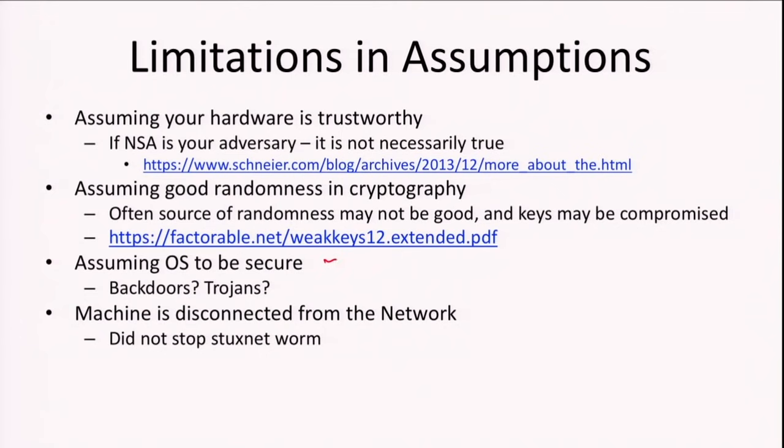Assuming that the operating system is secure is also another assumption that can go wrong. The operating system might have backdoors, might have Trojans, it may have vulnerabilities. And assuming that you are secure since your machine is disconnected from the network is also not correct, as we saw in the case of the Stuxnet worm.